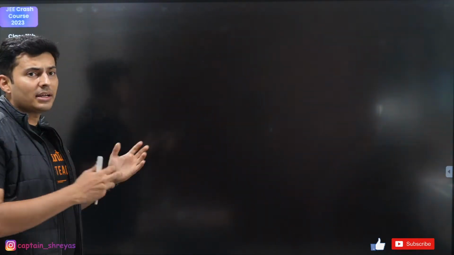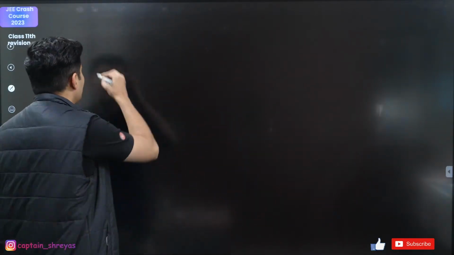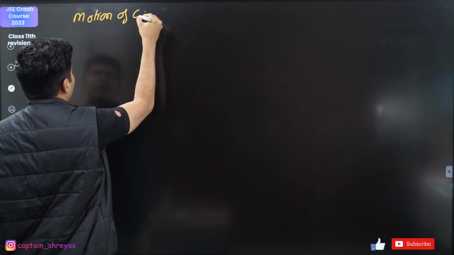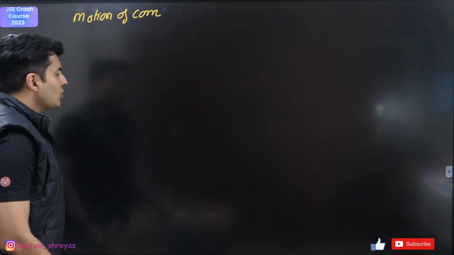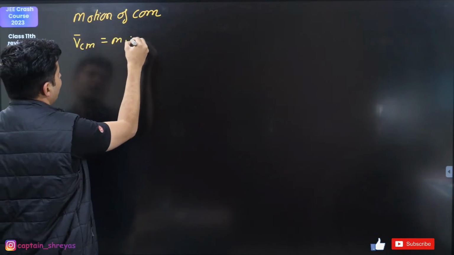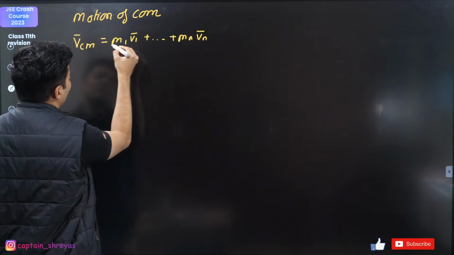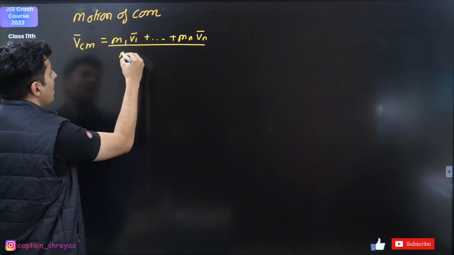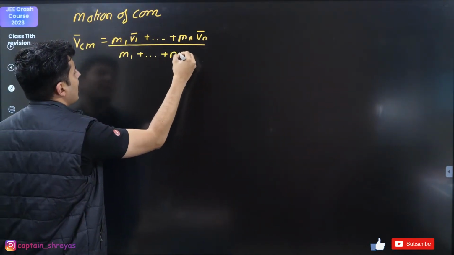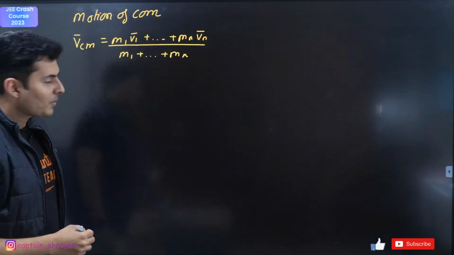Now what happens when particles start to move? If the particles move, their center of mass also moves. That brings you to motion of center of mass. So simple formula, velocity of the center of mass is given by m1 v1 plus m2 v2 plus up to mn vn, upon m1 plus m2 plus up to mn. Standard result. Very good, guys.